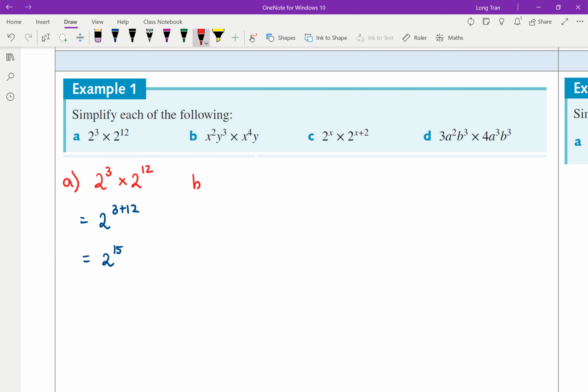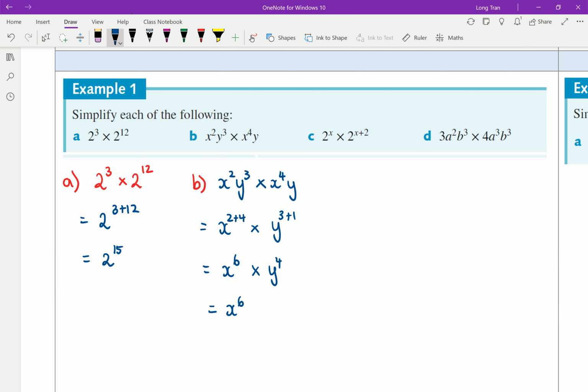Moving on to example B, same thing. We've now got x to the power of 2 times y to the power of 3 multiplied to x to the power of 4 times y. I personally like to keep all the x's together, so x squared times x to the power of 4 will be adding the powers, and then multiplying that to y cubed multiplied to y, which is adding a power of 1. So this now gives me x to the power of 6 times y to the power of 4, which we would traditionally write as x to the power of 6 and y to the power of 4.